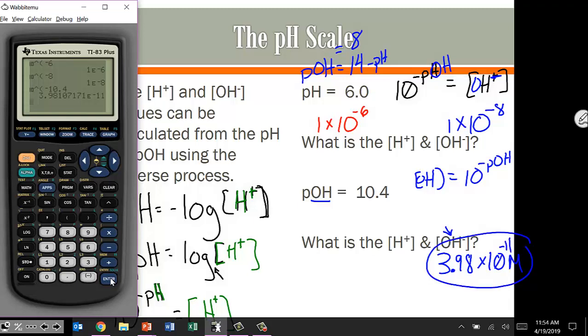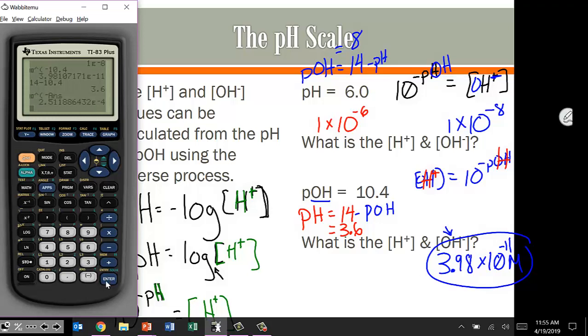To find the concentration of hydrogen ions, we will need the pH. Concentration of hydrogen ions would equal 10 to the negative pH. So the pH, therefore, is simply 14 minus the pOH. So in our calculator, if we do 14 minus 10.4, we get that the pH is 3.6. So the concentration of hydrogen ions would simply be the antilog of that number. And we get that the concentration of hydrogen ions is 2.51 times 10 to the minus 4th molar.